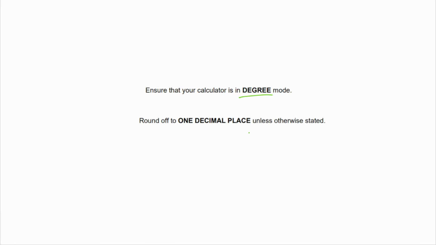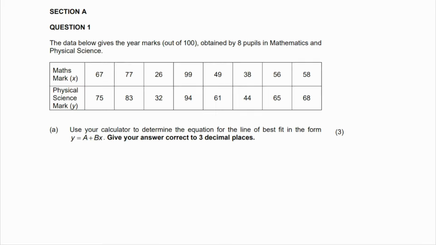Obviously very important, make sure your calculator is in degree mode because in this paper we do a lot of trig, especially if you're doing further study maths. Make sure it's not in radians and make sure you round off to 1 decimal place unless otherwise stated. Cool, let's get into it.